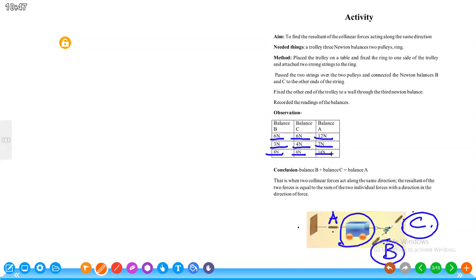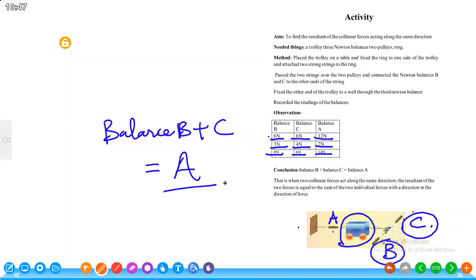The main conclusions: you can notice balance B plus balance C, 6 plus 6, 12. And 3 plus 4, 7. So through this way, we take a conclusion. The first conclusion is the reading of balance B plus balance C is equal to balance A. Okay, students, this is the main conclusion from this activity.